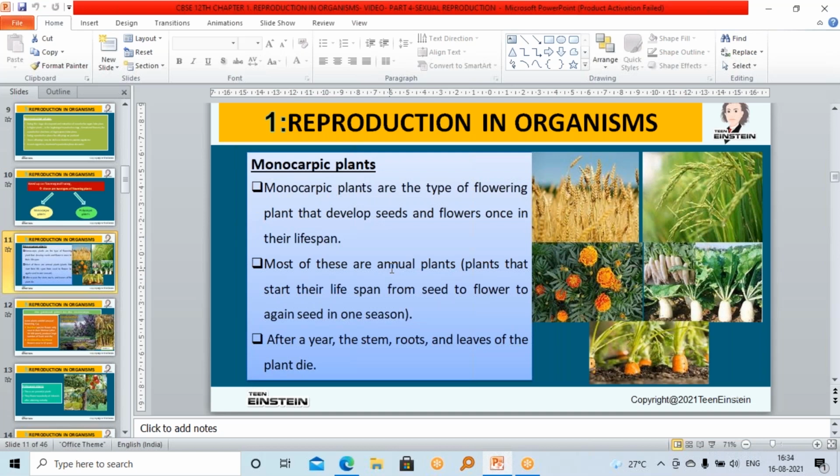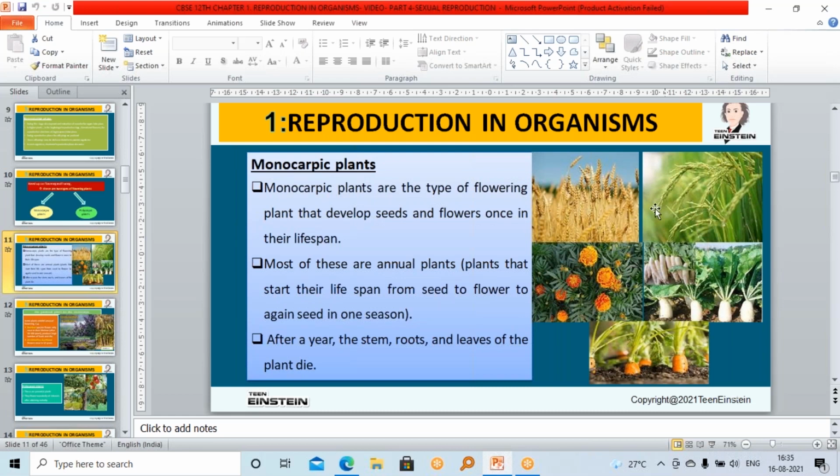Then flowering will get over, then it will form seed. After that, the whole plant dies, correct? We'll harvest all these things. After that, what will happen? That plant will die. So this whole plant dies after one season. You got it? Don't get confused. That whole plant will die after one season. Such type of plants are called monocarpic plants.